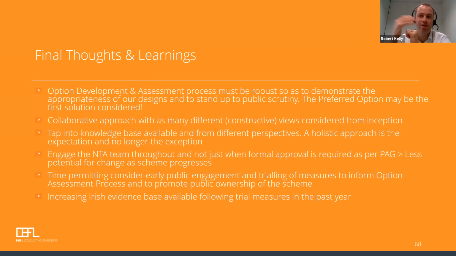So engage with the NTA team throughout, and not just when the formal approval is required, and that will obviously de-risk the whole process as well. If the guys are continually engaged, obviously there's less potential for change throughout.